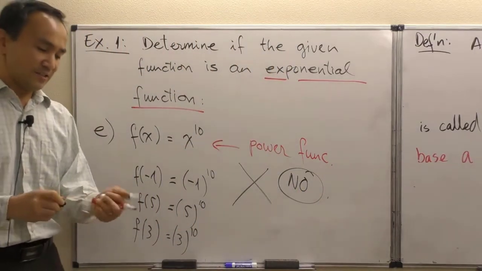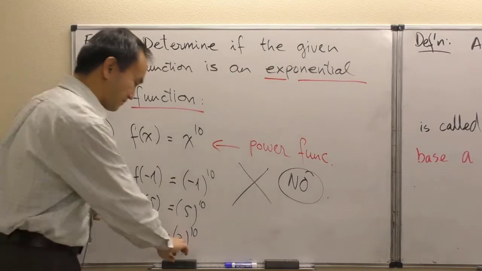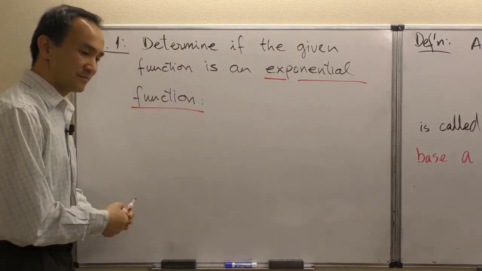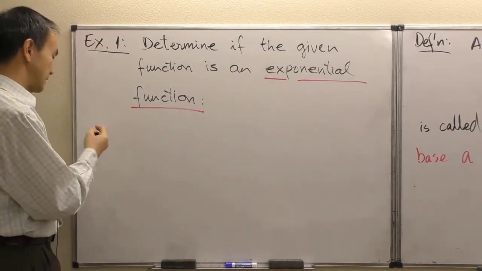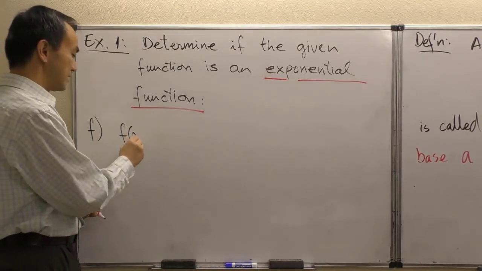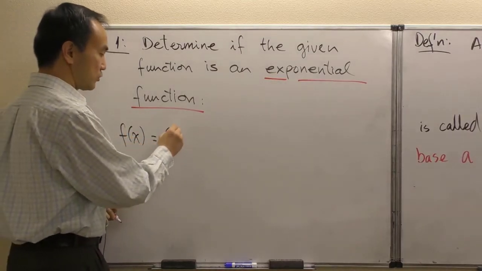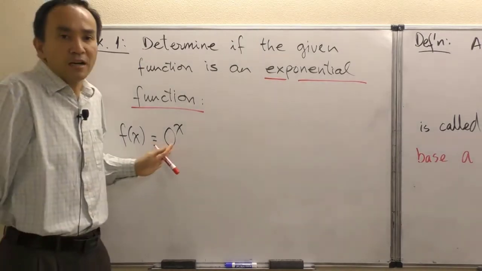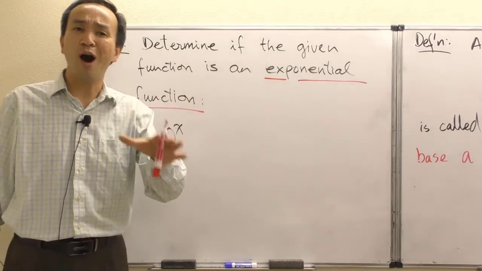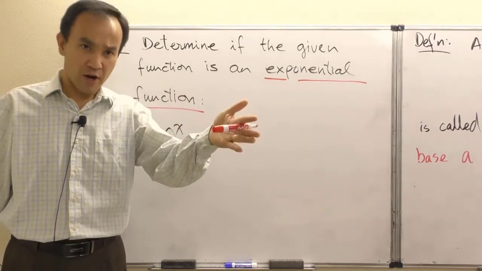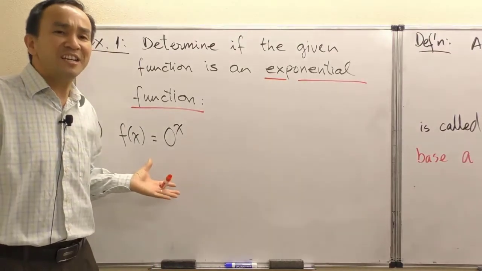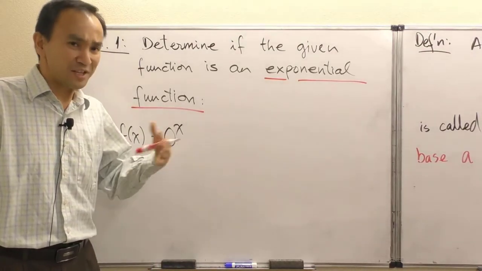All right, so let's now look at another one. Let's look at part F of the example. How about f of x equals 0 to the x? I brought this up in that demonstration earlier as the reason why we don't want to include base 0 among our exponential functions. So there's no need to throw in any defending reasoning.